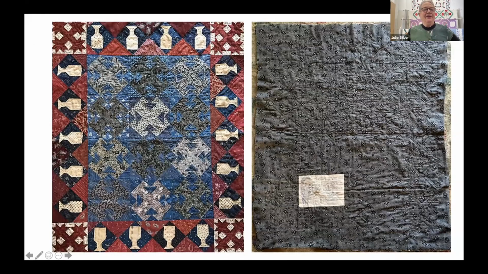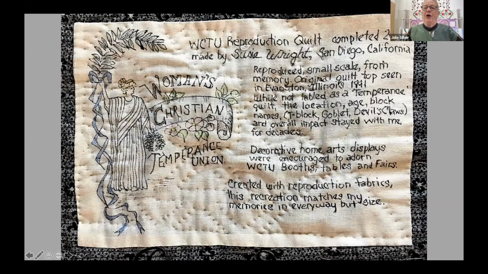Last but not least, this is a quilt in progress by Susie Wright, who also gets a prize. On the back of the quilt is a label, and Susie goes all out. In ink, she not only does a beautiful drawing, which she is expert at, but tells us in detail what happened. She saw a quilt many years ago. It never left her mind. She tried to reproduce it. She figured out that the symbols were WCTU and tells us all about that, and then says, created with reproduction fabrics, this recreation matches my memories in every way but size.